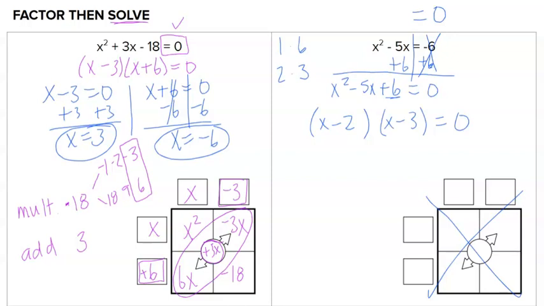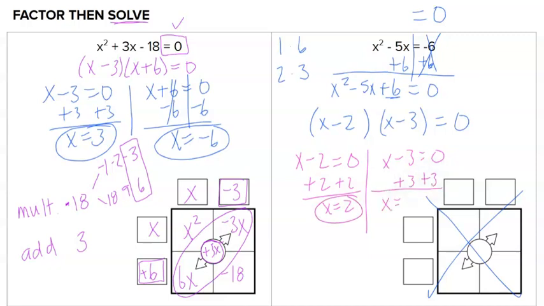And now we set both of those factors equal to 0. And then we solve. So we undo that minus 2 with a plus 2. So x equals 2. Undo that minus 3 with a plus 3. So then x equals 3. So that's how we do factor, then solve.